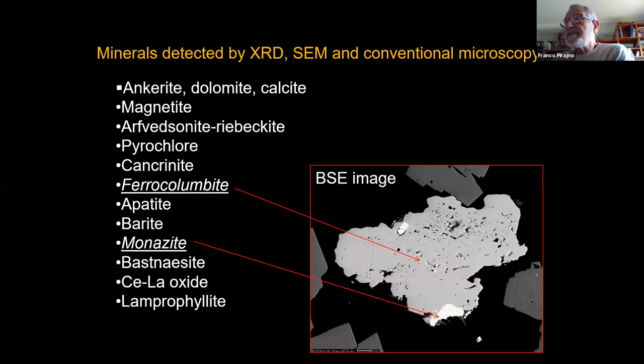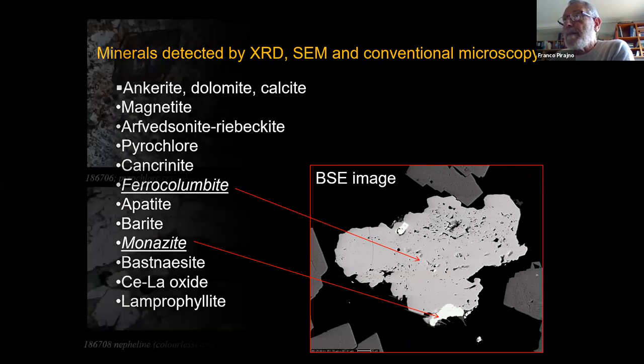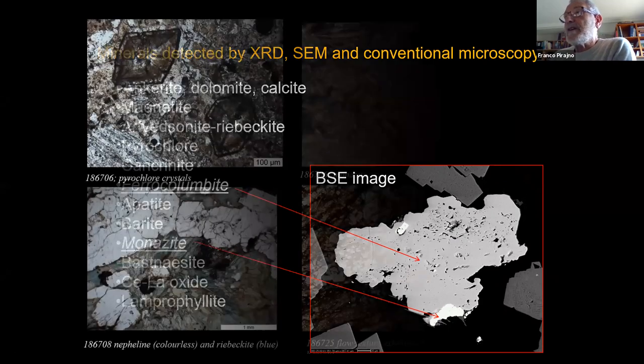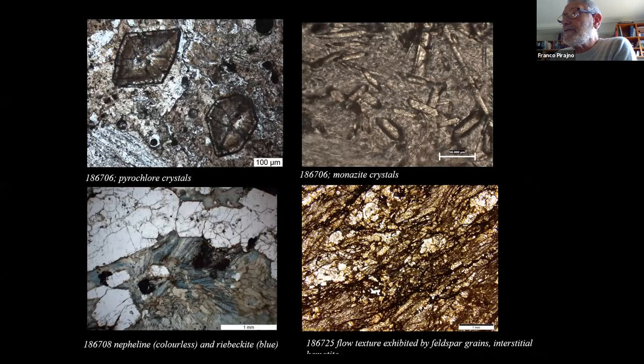Now, minerals detected by XRD in the Gifford Creek carbonatites include ankerite, magnetite, arfvedsonite, pyrochlore, cancrinite, ferrocolumbite, and monazite. There is a huge number of minerals in it. Just to show you a thin section, pyrochlore crystals, monazite crystals up here, and of course, nepheline and riebeckite, shown in more blue, and a flow texture exhibited by phosphate grains. Again, we're looking at the flow texture due to the very liquid movement of this type of material.